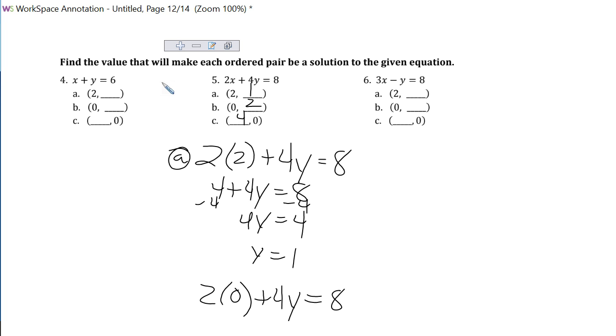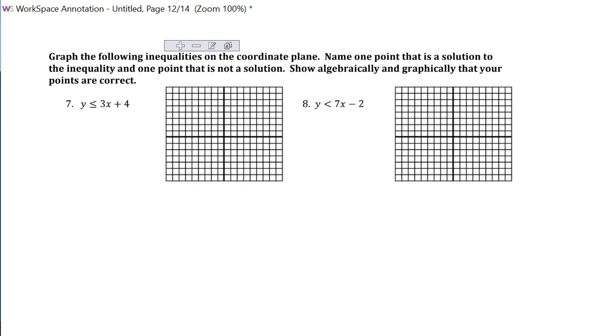That's how you do that section. We're getting close. We're over 20 minutes. It's okay. We're into the homework. Now, shade this. Graph it.